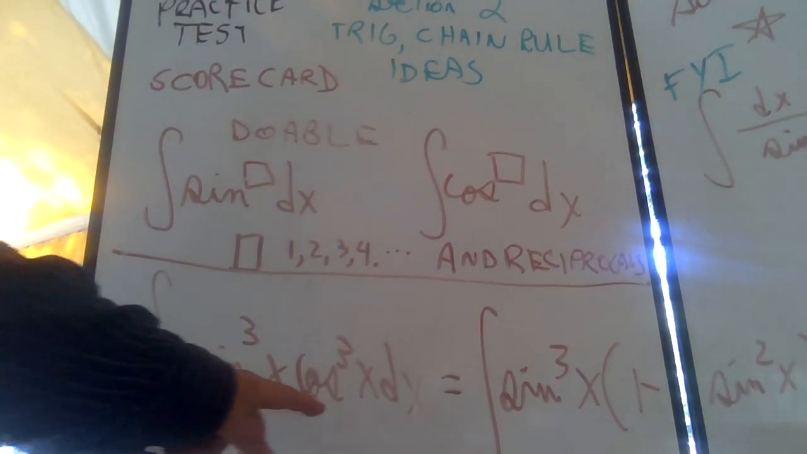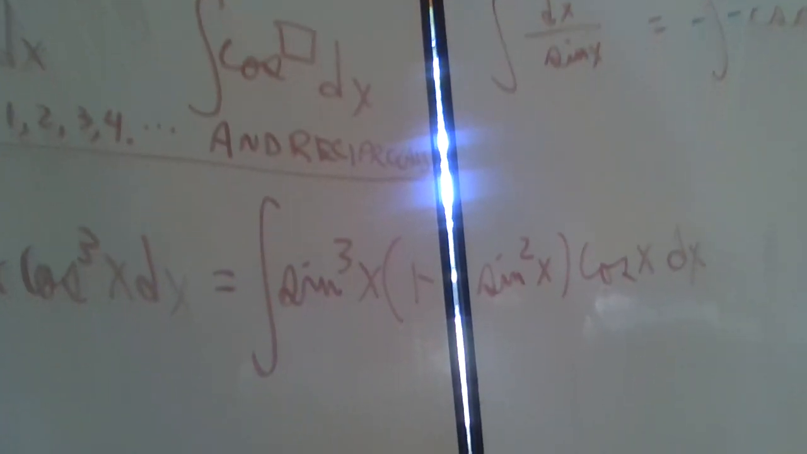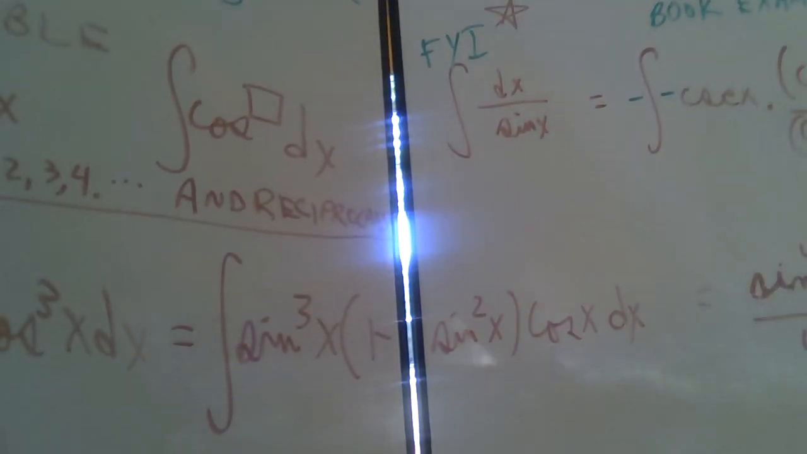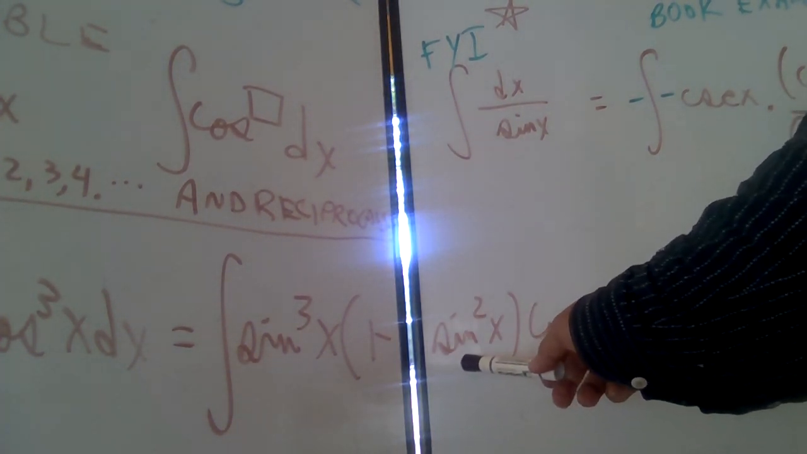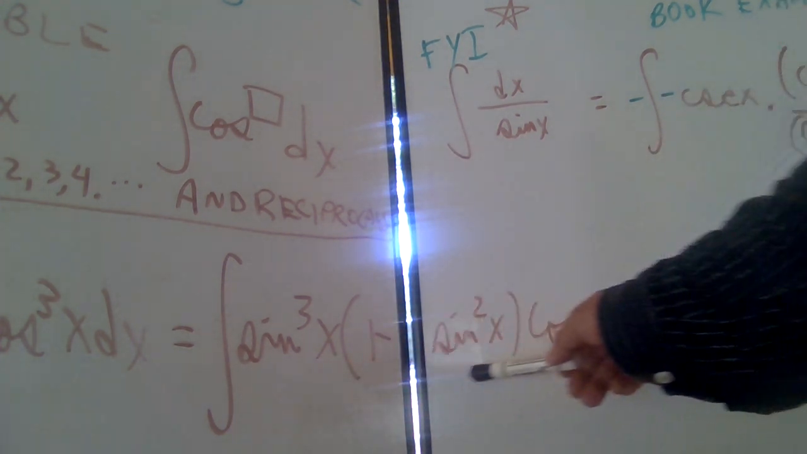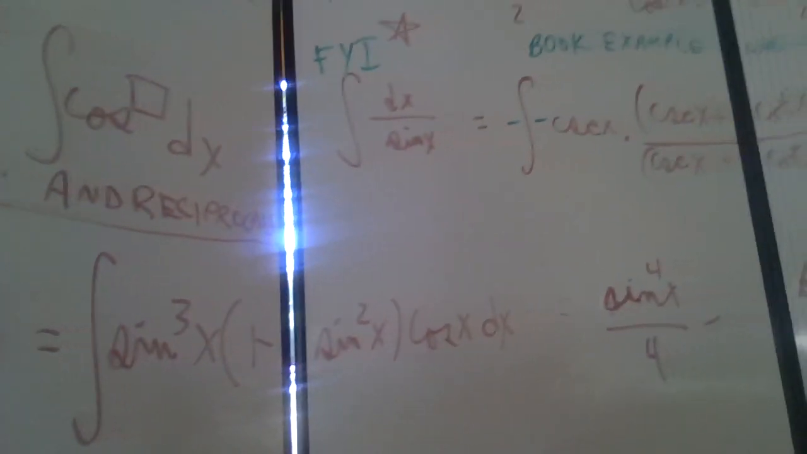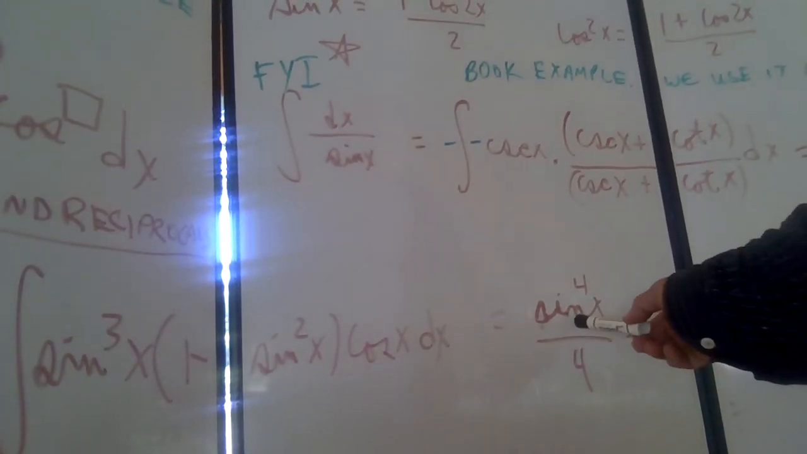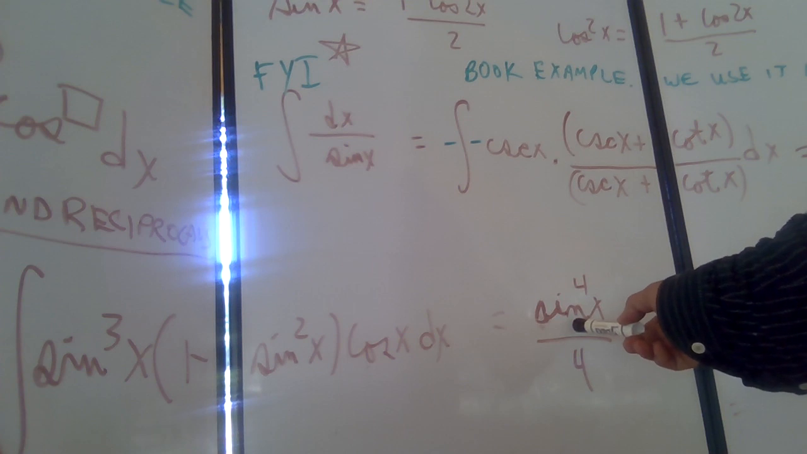If I have sine cubed times cosine cubed, the move is to set aside 1 cosine x. Just set it aside and don't lose it. Change the other cosine squared into 1 minus sine squared, because now it's all powers of sine times a single cosine. So the final answer is actually pretty easy, because you have sine to the third x times cosine x.